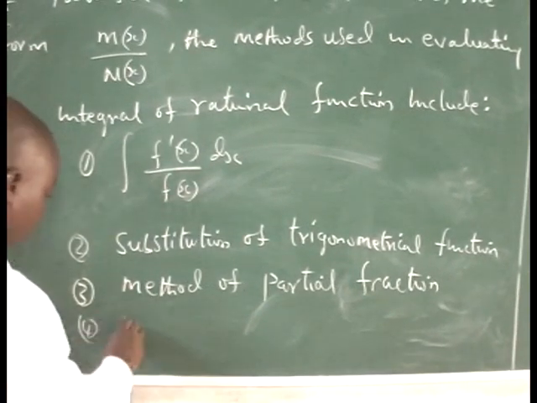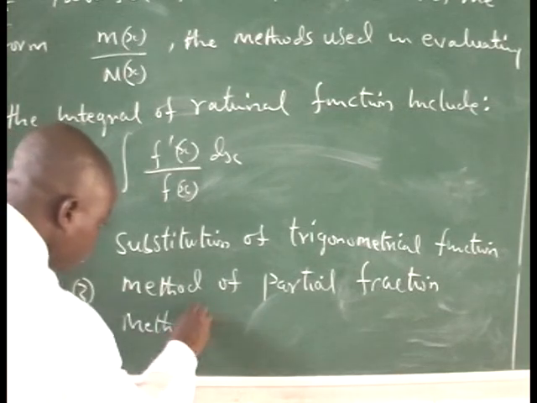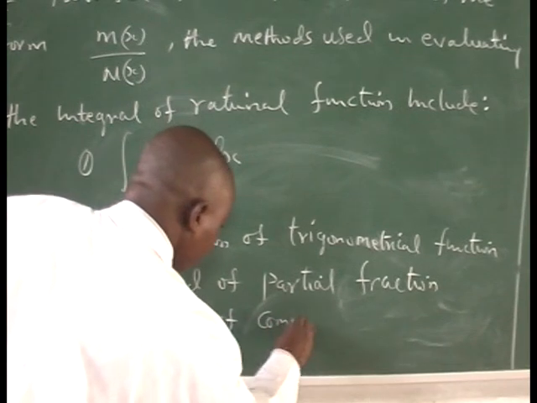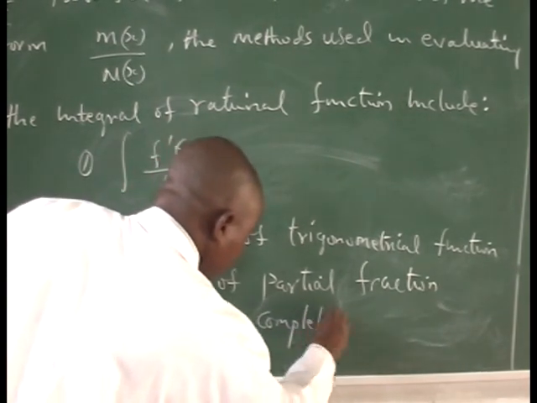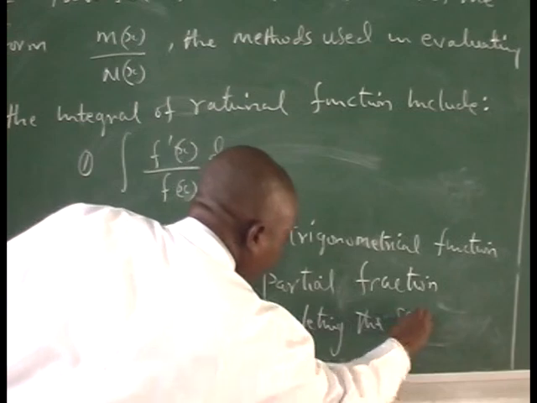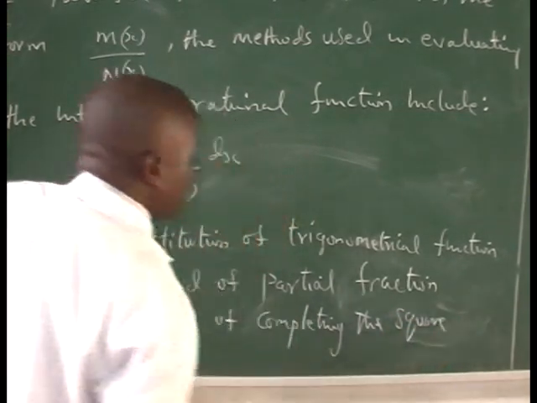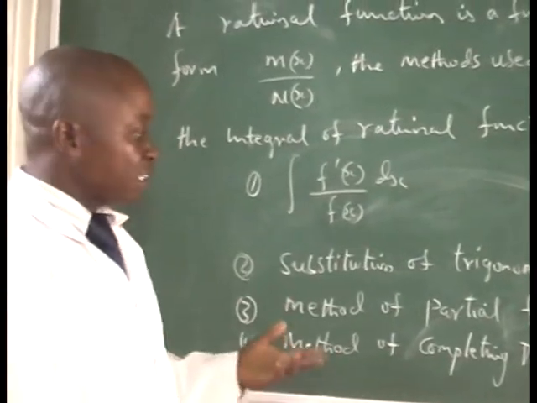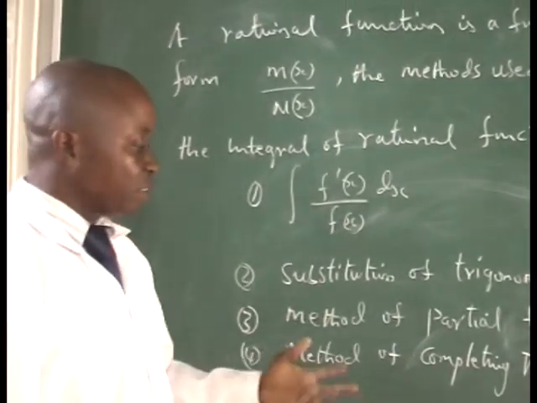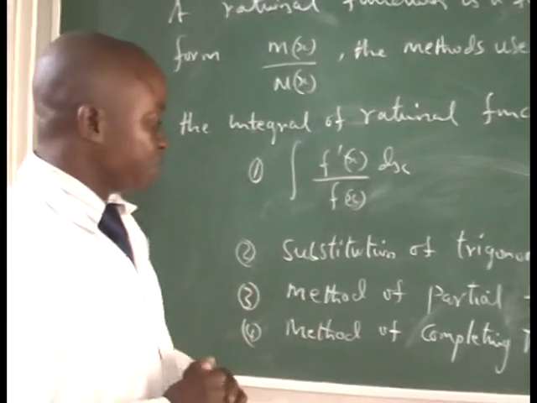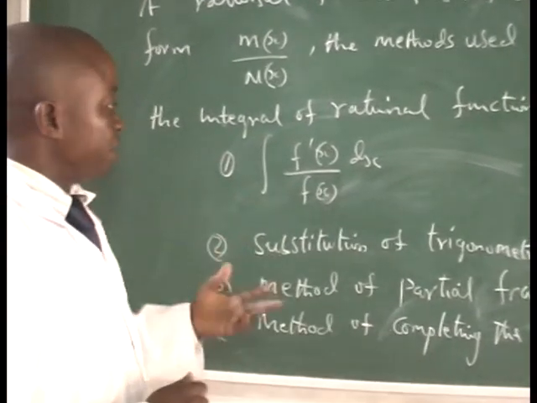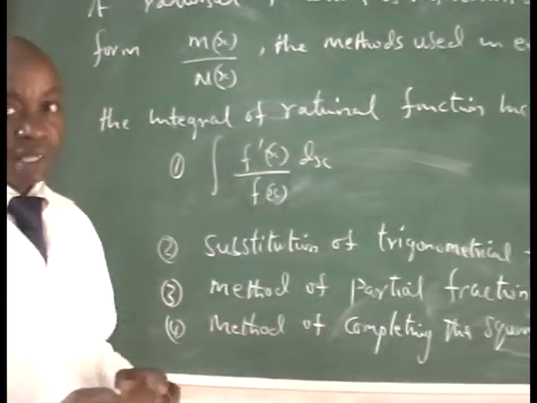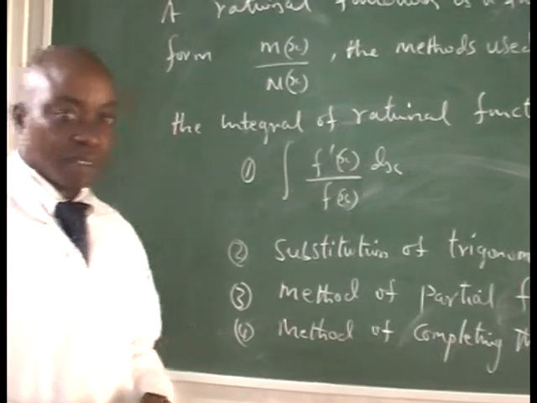Number 4, method of completing the square. Completing the square, that we know in quadratic equation. If you watch our lectures on quadratic equation, you see completing the square, very, very clear how we put it. So these are the ways that we can look at rational functions, and then we know how we apply. So let's pick examples.